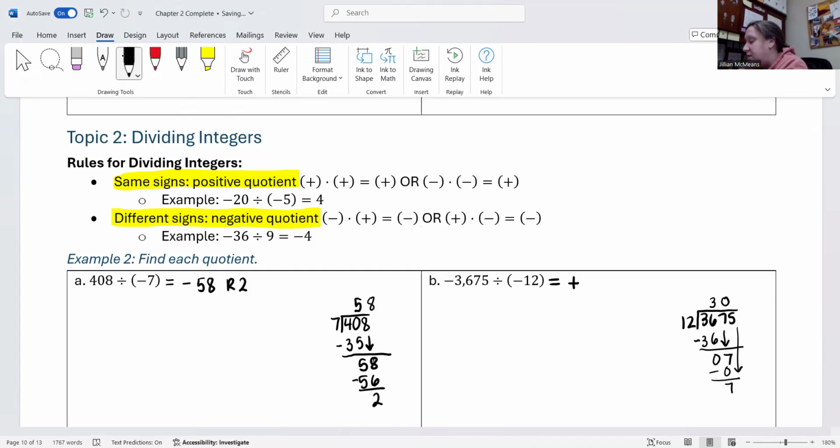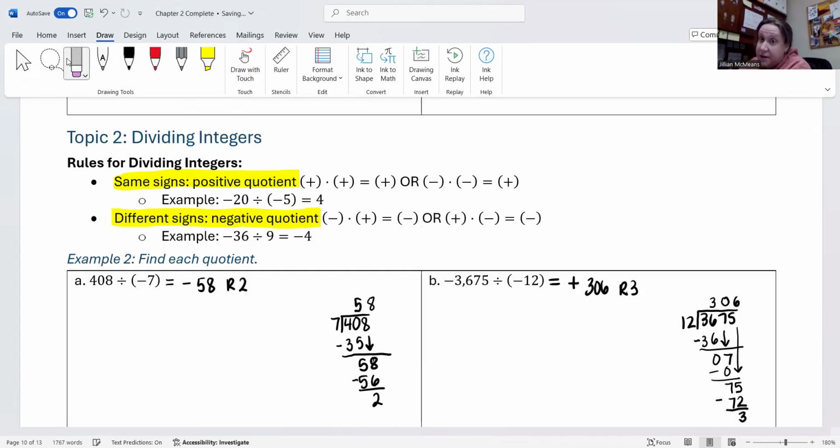We bring the next digit in line down, which is a 5. And then we ask ourselves, how many times will 12 go into 75? Well, it happens to go in 6 times. 6 times 12 is 72. I subtract. I get a remainder of 3. There's not another digit to bring down. So we would say our final quotient is positive 306 with a remainder of 3.